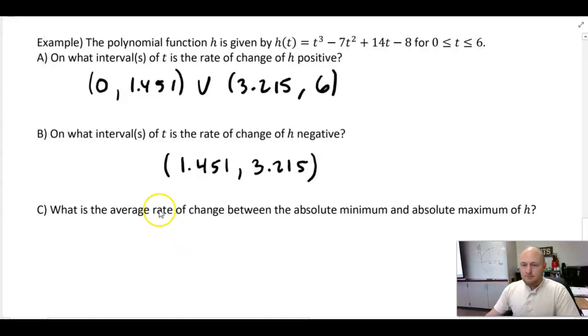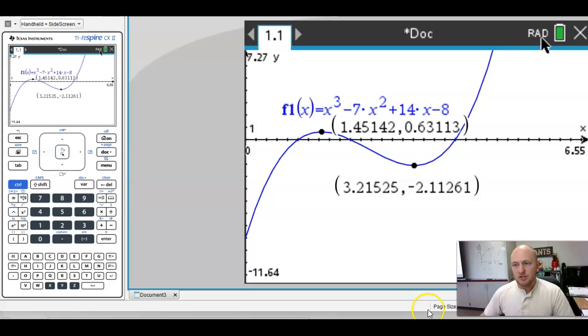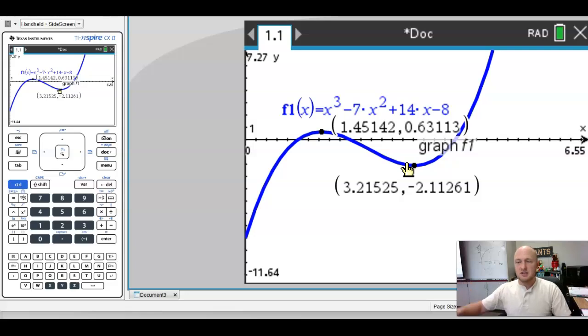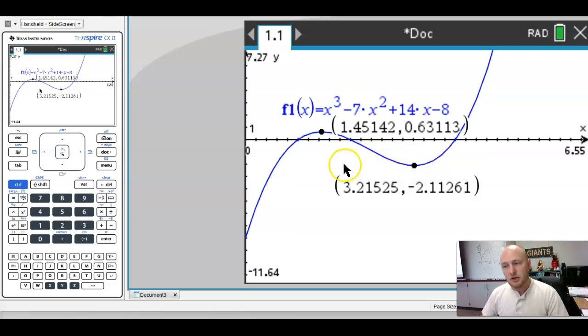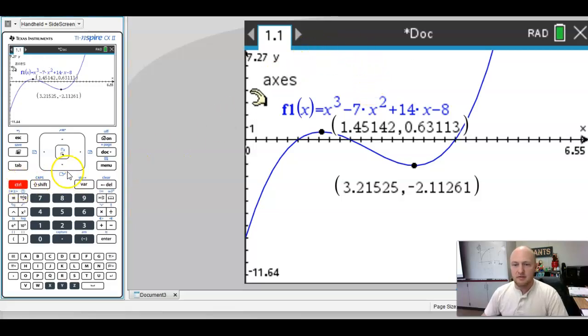All right, C. What is the average rate of change between the absolute minimum and the absolute maximum of h? It's important to note that visually we see the relative minimum or the local minimum and maximum given here. So here's our local extrema. Absolute is the biggest, and since our function is defined on a closed interval, our absolute minimum is going to be here at h of 0, and then all the way up here for h of 6.